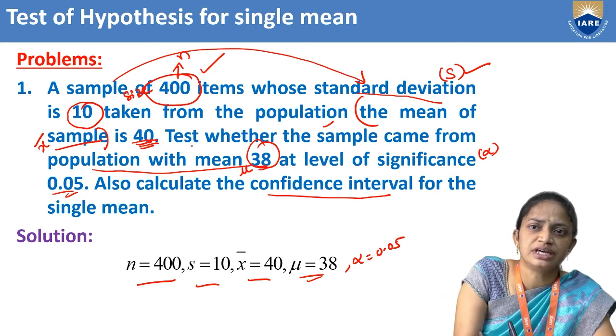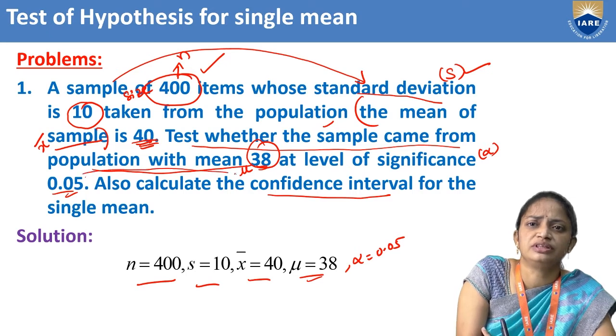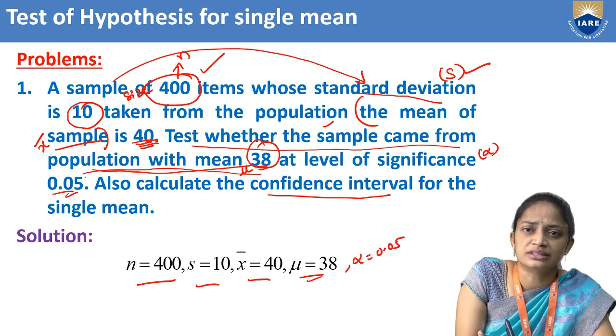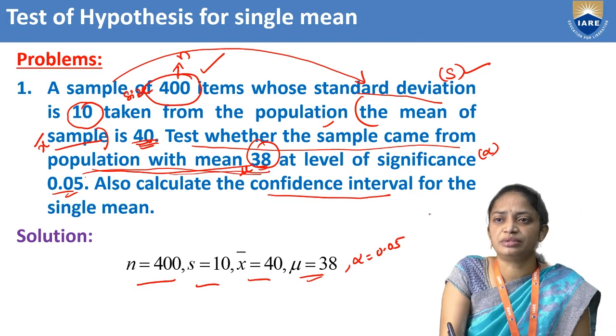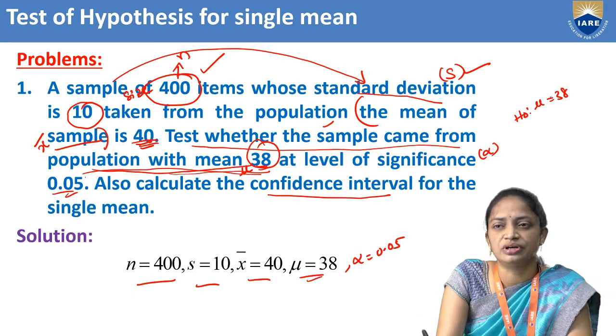So what is our question? Test whether the sample came from the same population with mean 38. That's why I am taking the null hypothesis as mu equals 38.